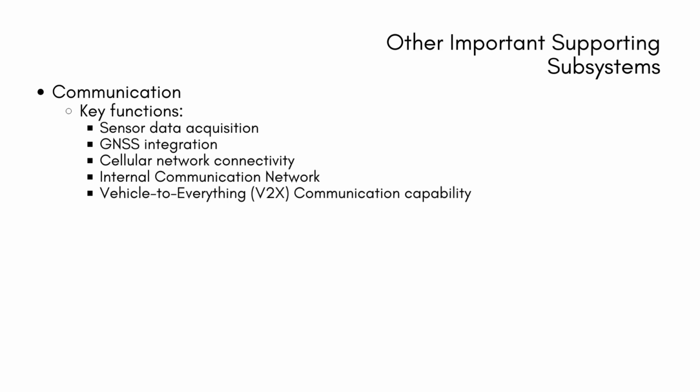V2X communication allows AVs to exchange data with other vehicles, V2V, infrastructure, V2I, and pedestrians, V2P. This data exchange can include information like location, speed, direction, and potential hazards. V2X communication enables cooperative maneuvers, improves traffic flow, and enhances safety by allowing vehicles to anticipate the actions of others.